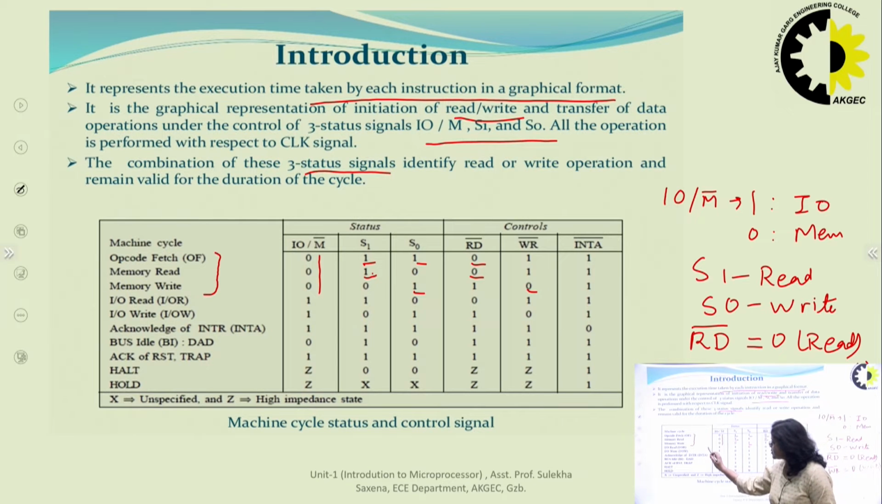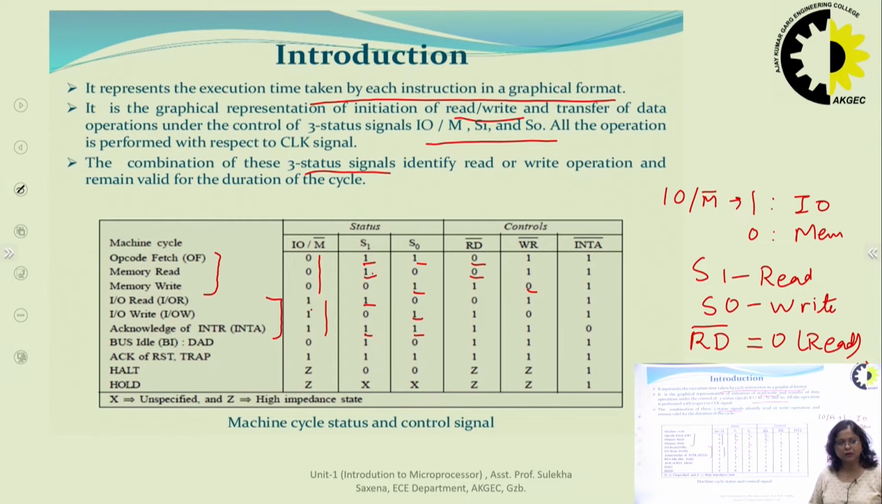Now for the next 3 cycles, IO read, IO write and INTA, we are fetching data from IO. So IO/M bar will be 1. For IO read operation S1 will be 1, for write operation S0 will be 1, and for interrupt acknowledgement S1 and S0 both are 1.